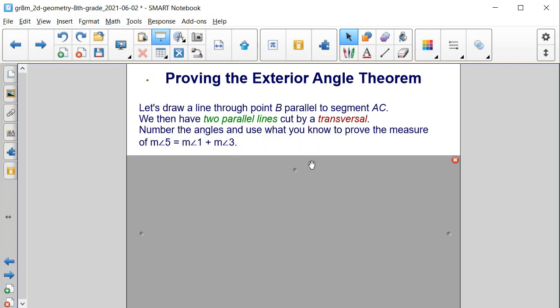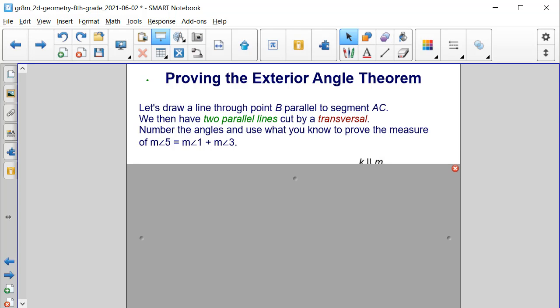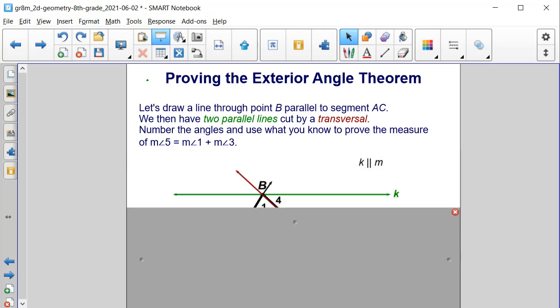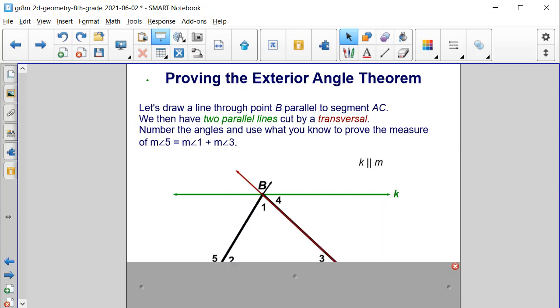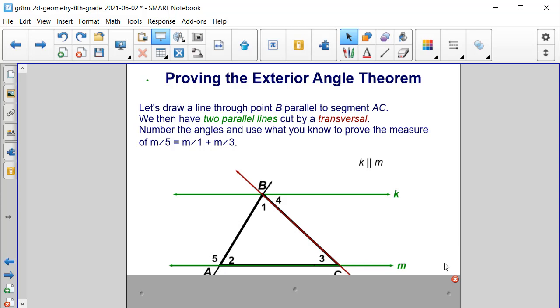Let's draw a line through point B parallel to segment AC from our original triangle ABC. So we're going to draw a line straight through point B, we'll call it line K, and it's parallel to segment AC, or line M, and we have some transversals in here. When we have two parallel lines cut by a transversal, we're going to use those properties or theorems to prove that the measure of angle 5 is equal to the measure of angle 1 plus the measure of angle 3.